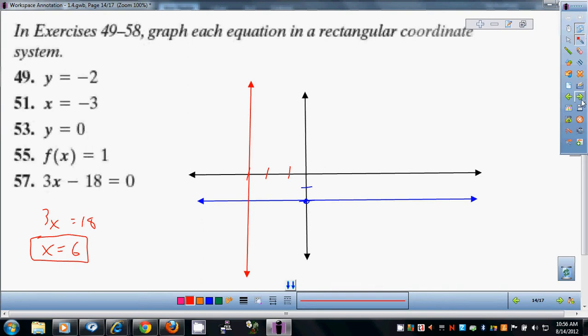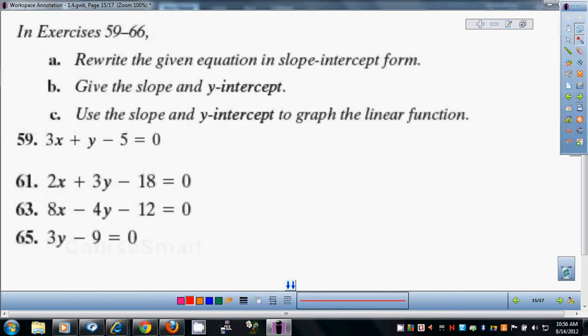Alrighty. Let's see. Rewrite the given equation in slope-intercept form. Give the slope and intercept and graph. Again, you only have to graph one of them. What's the easiest way to convert anything to slope-intercept form? Solve for y. That's right. So let's do 63.